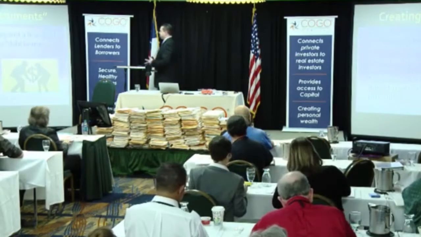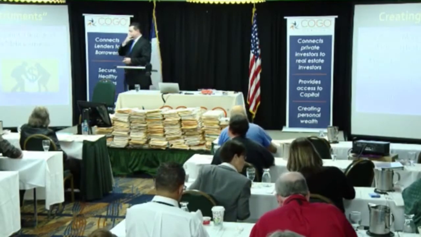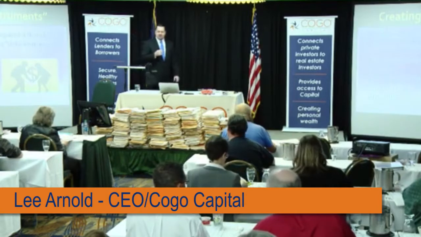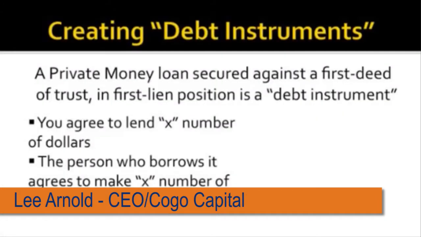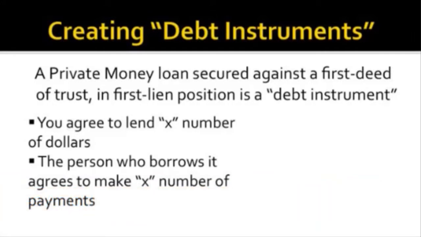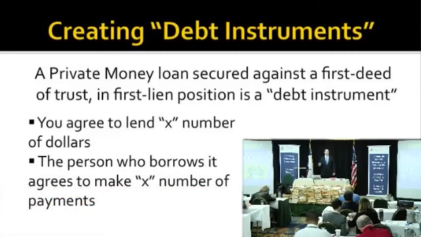So let's begin. Debt instruments. A debt instrument is a private money loan secured against first deed of trust and first lien position. It's a debt instrument. Now, a debt instrument can actually exist in a lot of different forms. It can be a first, it can be a second, it can be a third, it can be a fourth.